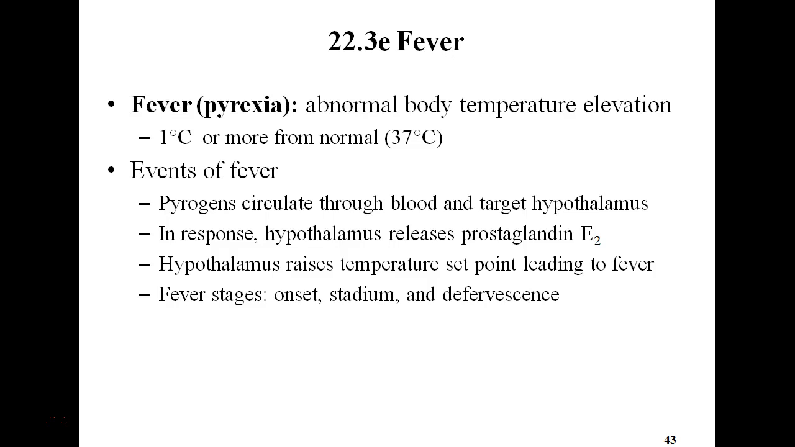Let's now turn our attention to the last topic we talked about in the innate immune system, and that is fever. And we can define fever as an abnormal elevation of body temperature, sometimes also called pyrexia. That's going to be an increase of at least 1 degree Celsius from the typically accepted core body temperature of 37 degrees Celsius. In this process of fever, we have pyrogens like interferons and toxins from infectious agents that are going to produce a fever.